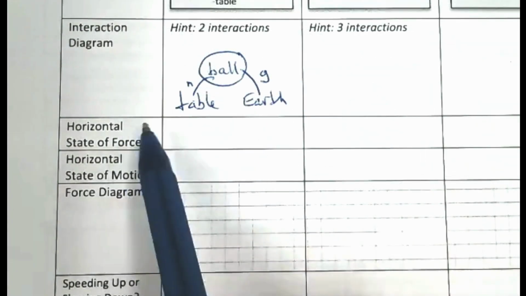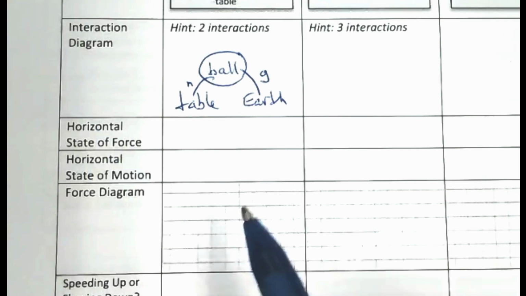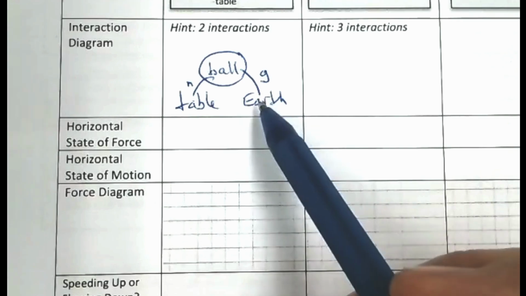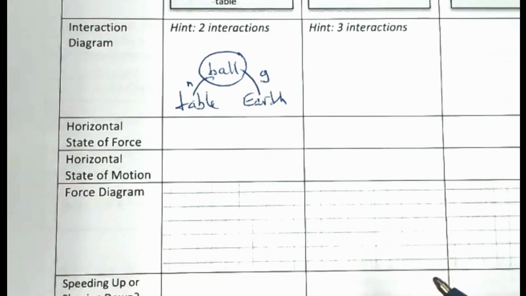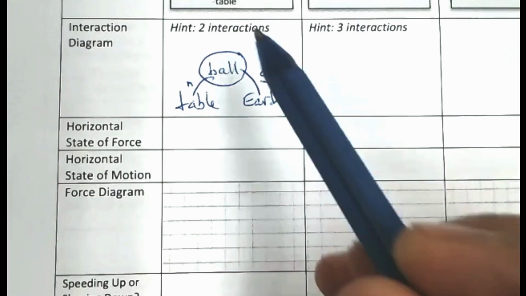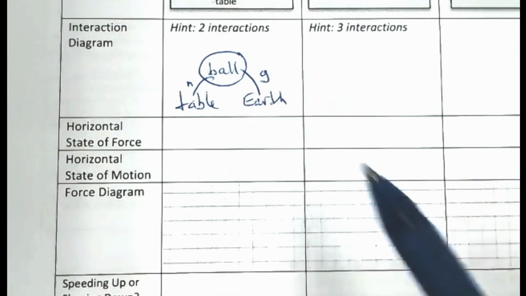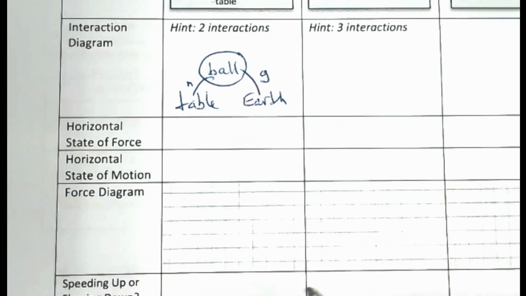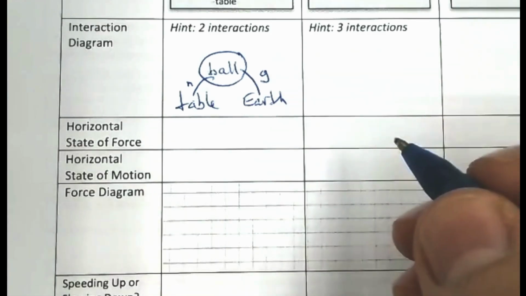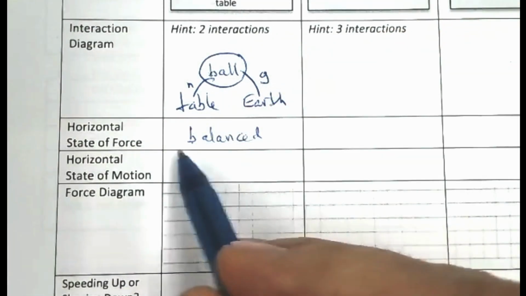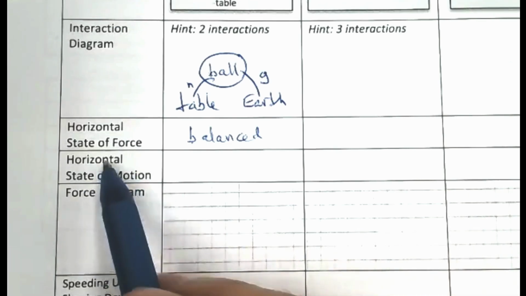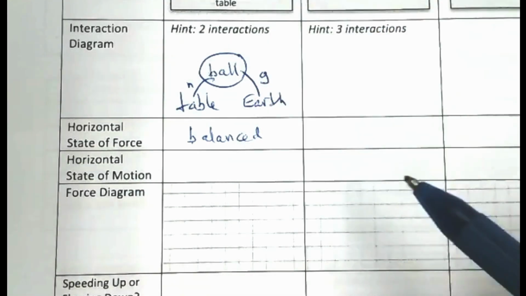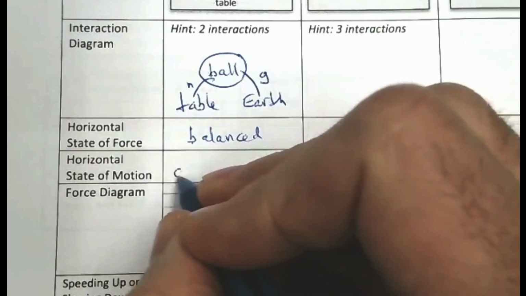The next thing we'll think about is the horizontal state of force. So in this situation, with our two interactions, these are going to produce forces in the vertical direction only. We were told that the friction interaction between the ball and the table is small enough that we can ignore. That's why we didn't include it here. So there's no horizontal forces at all, and in that situation, we simply call the state of force balanced. If the state of force is balanced, then the state of motion in the horizontal direction will be constant velocity or rest. We know the ball is moving, so we'll choose constant velocity.